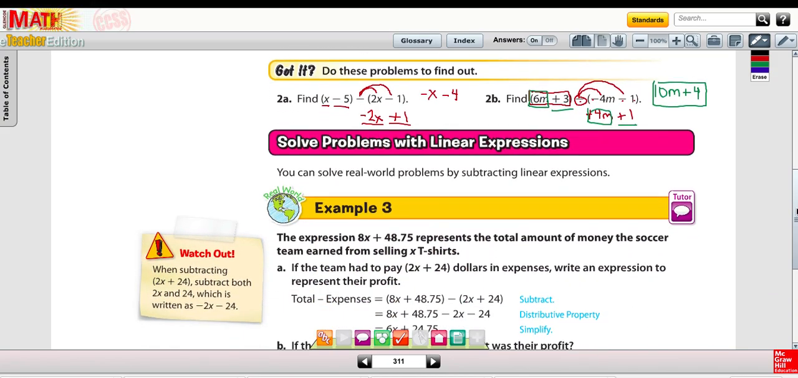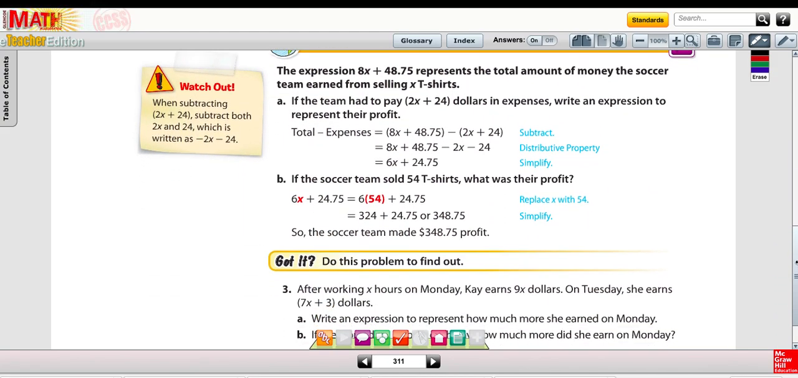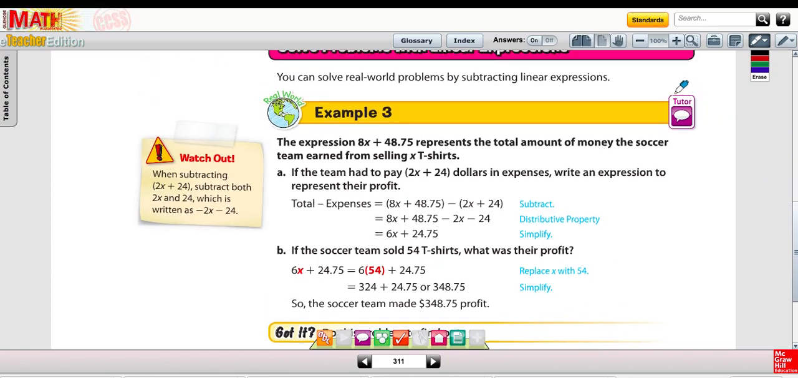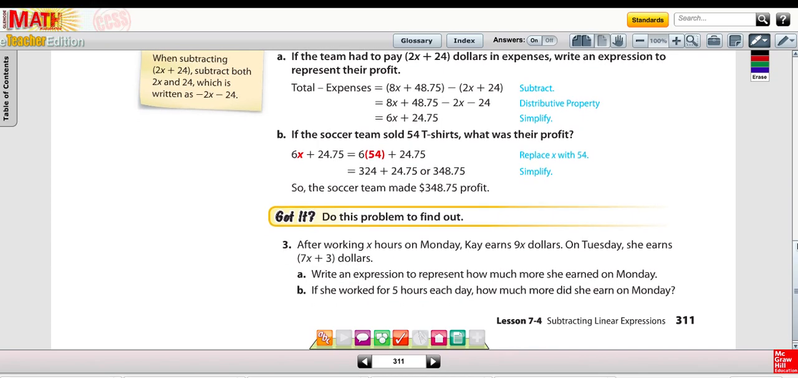Going down to the bottom of page 311, there is an application of this concept, and you can look through the example and even watch the video tutorial if you need another explanation. At the bottom of the "Got it?" section, after working x hours on Monday, Kay earns $9x. On Tuesday, she earns 7x plus $3. Write an expression to represent how much more she earned on Monday.